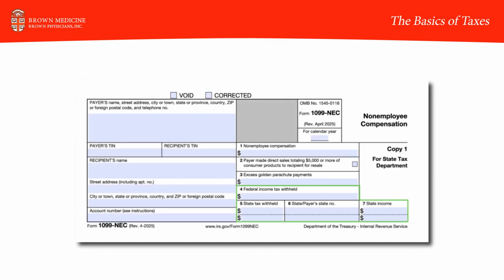So one of the first forms that you might see is a 1099 NEC. That's a form that would be issued to you if you were moonlighting or doing anything as an independent contractor. New for 2026, you would receive that form if you received compensation of $2,000 or more. That form would be sent to you by January 31st each year, and you would have to pick it up on your individual income tax return. So that's the first form that you may receive.